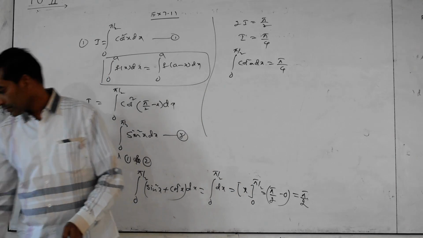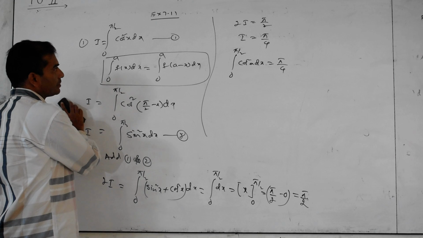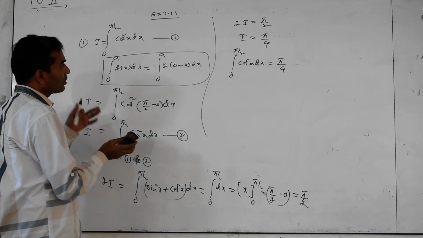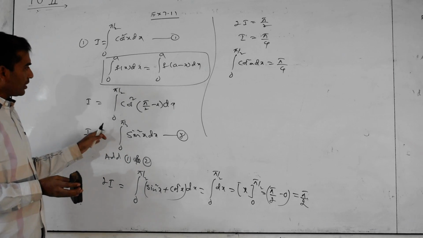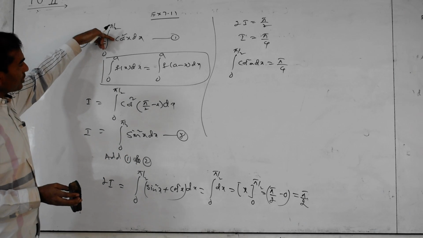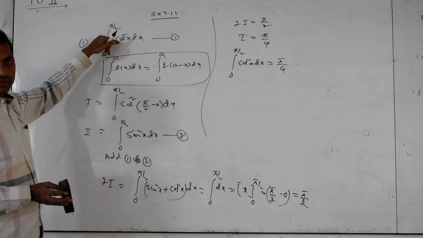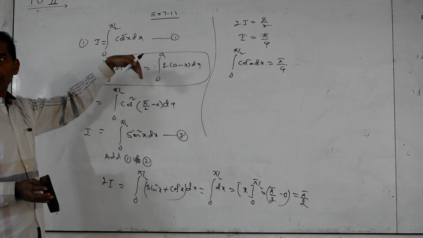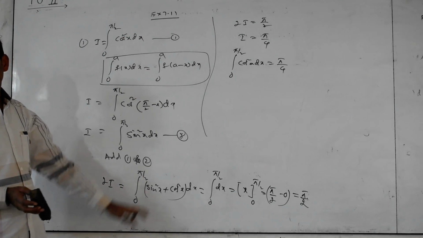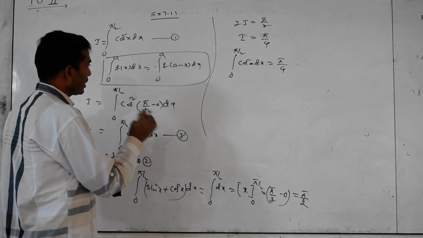Understood? This you can find without properties, but by property it is easy. But by the indefinite integral, what to do? Use the formula cos square x equal to 1 plus cos 2x by 2. The 1 integrates to x, cos 2x integrates to sin 2x by 2. Then apply the upper limit minus the lower limit. So this you can find by using sin square x also.